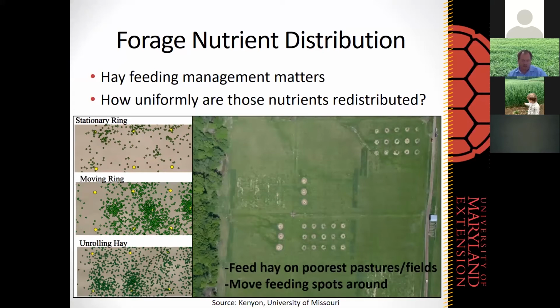One of the things that we like to do, if we can, is feed that hay and get those nutrients to the poor areas of the field. When I say poor, I mean those areas of the field that have lower soil fertility, not necessarily poor soils. And moving those feeding spots around as much as possible can really help.